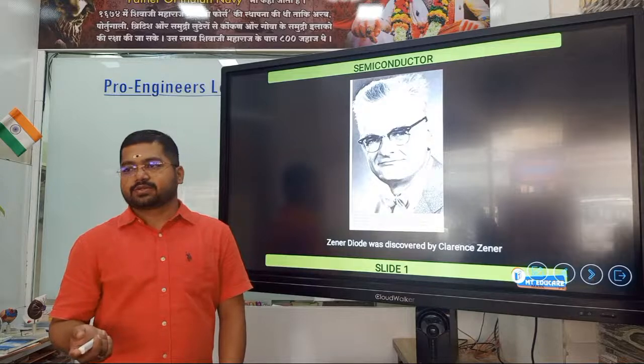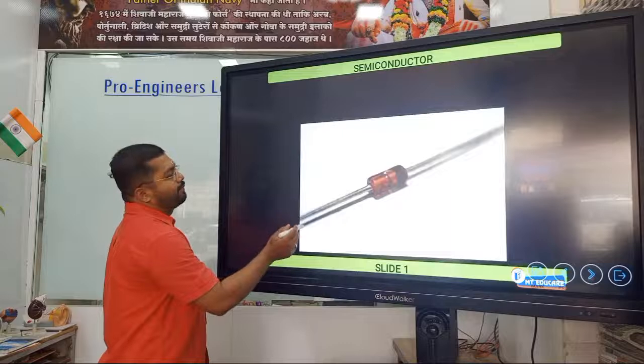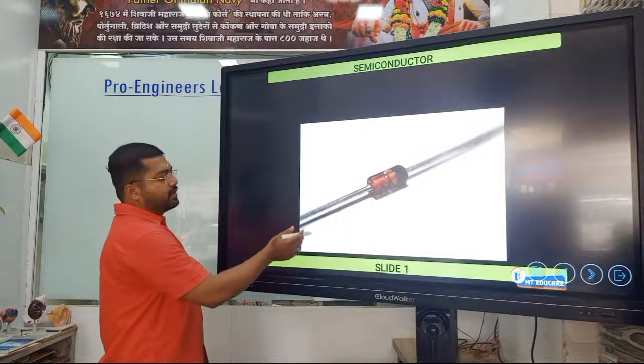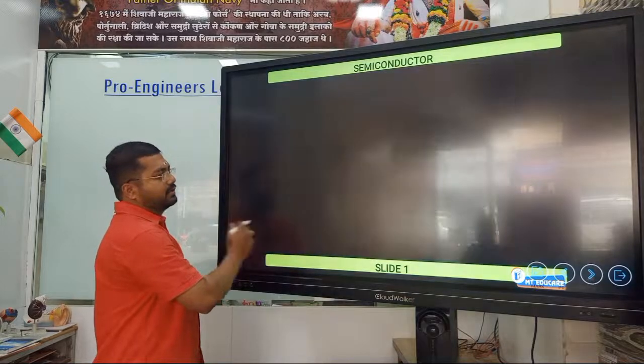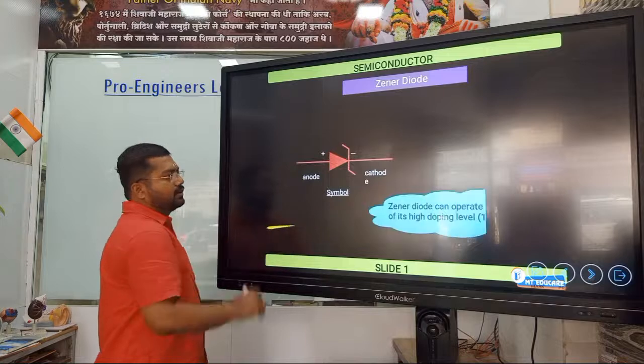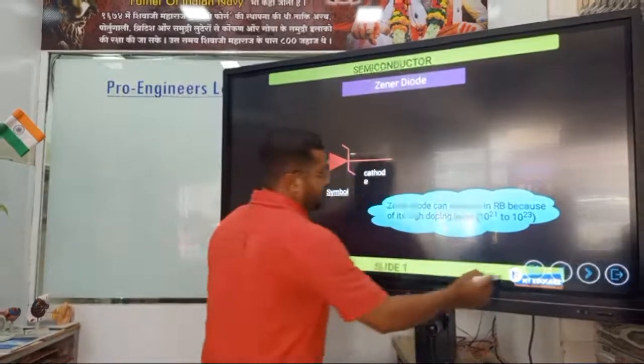Now, moving ahead, the Zener diode was discovered by Clarence Zener, and in his honor, we call the diode a Zener diode. So this is the picture of a Zener diode, which is available in the market. Now, this is the symbol of the Zener diode, and a very important highlighting part.